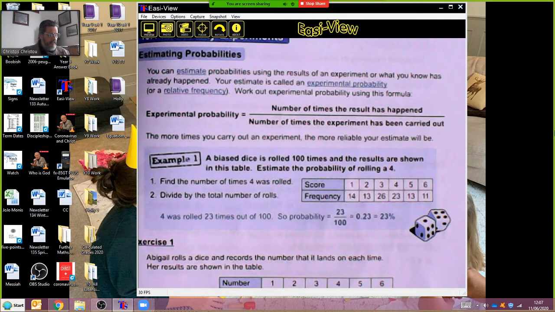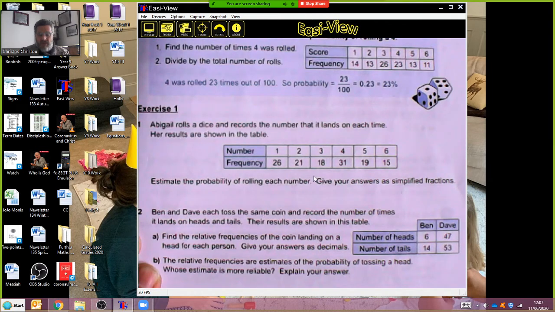So Abigail's going to roll a dice, and she's going to find out how many times each number gets landed on. So she's going to throw this. I'm not sure how many that is. I'm hoping it's 100. I would assume it's 100. What does that come to? 40, 50, 60, 70, 80, 90, 100. No, it's over 100. 110, 119, 124. I think it's 130. But anyway, I'll let you work that out yourselves.